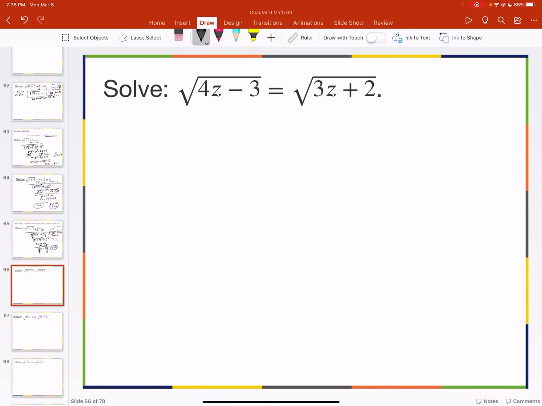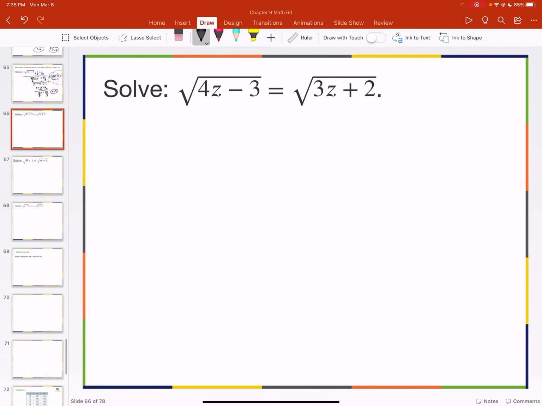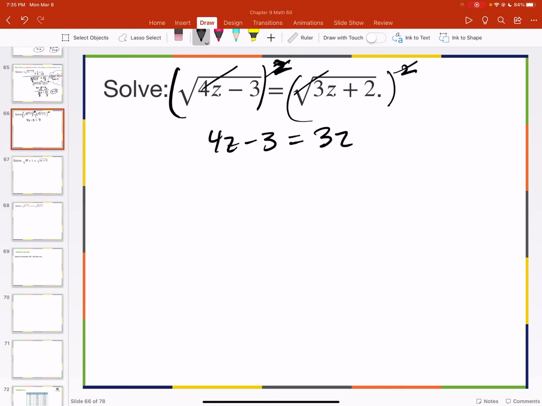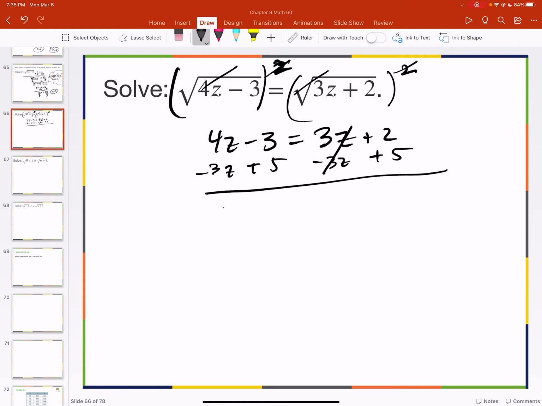Okay, here we have the square root of 4z minus 3 equals the square root of 3z plus 2. So if we square both sides, this will cancel the square roots. So you just get 4z minus 3 equals 3z plus 2. This is actually an easier one than the other ones, right? So we would add 3 to both sides and subtract 3z from both sides. Okay, so that becomes z.